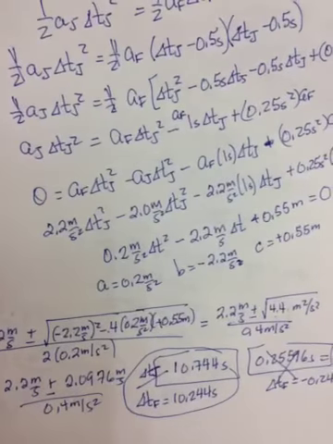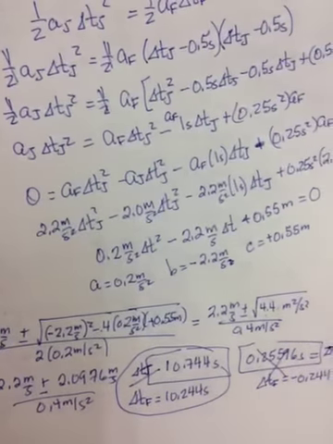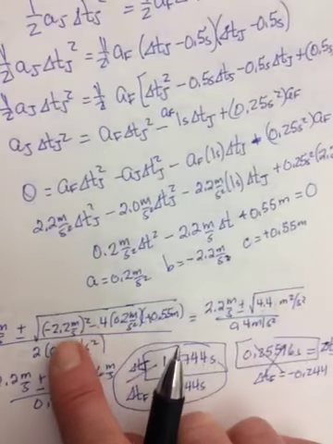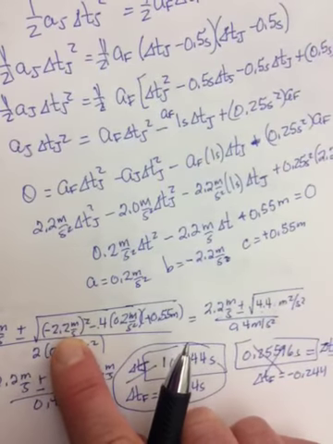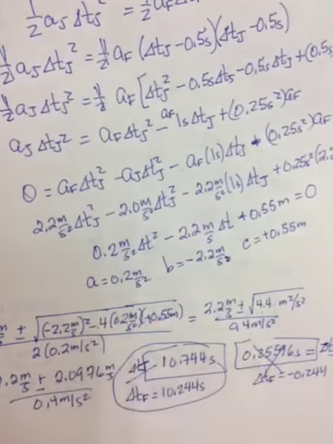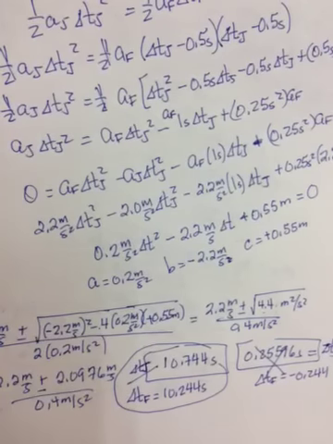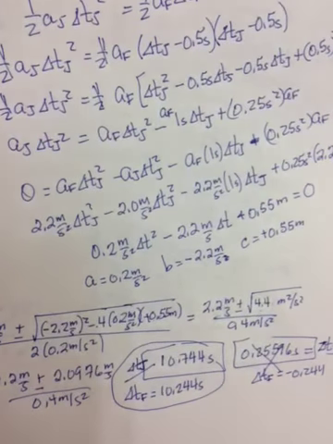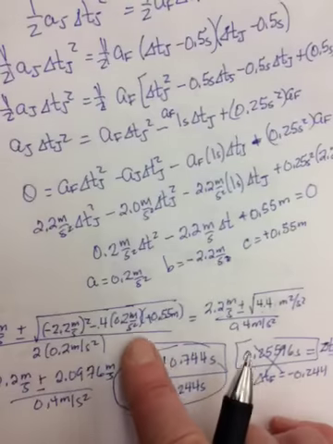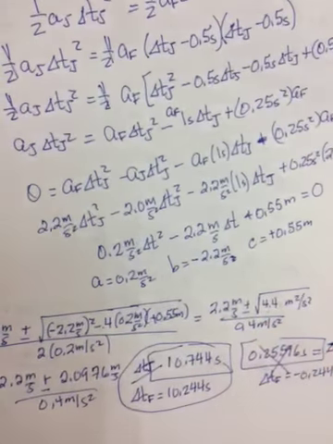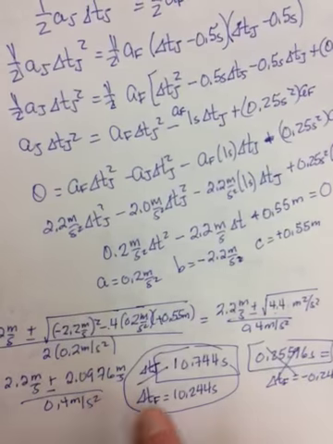Okay? Sorry about that. I had it done, and then I just didn't look at what I had done until I got to the answer. So when you square 2.2, you get 4.84. And then you're actually going to subtract 0.44 here, and so you get 4.4, okay? And then when you take the square root, you get this.